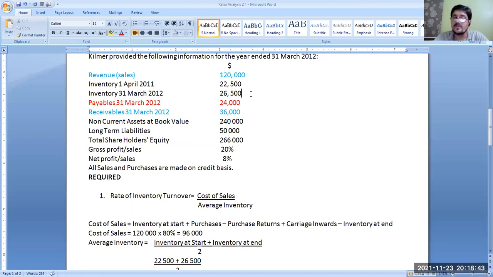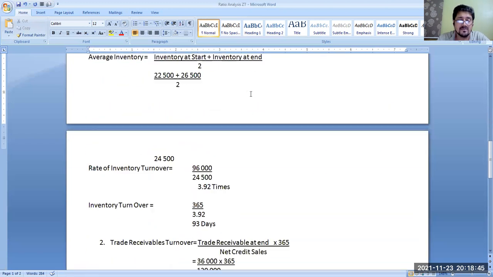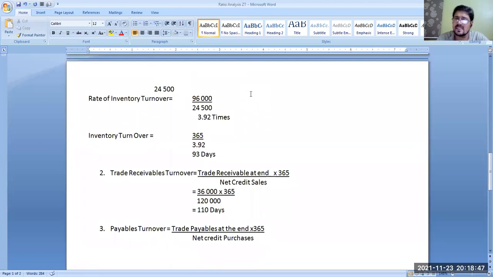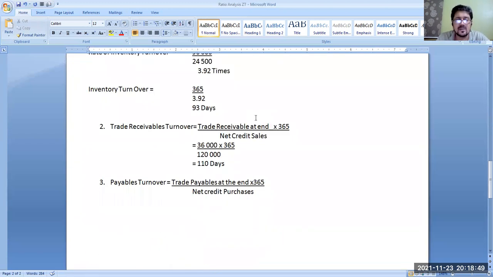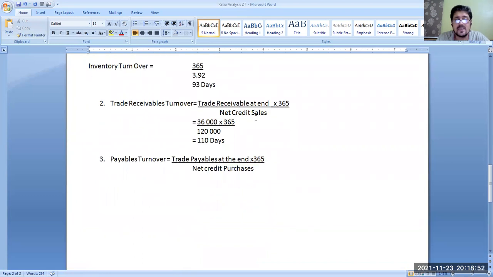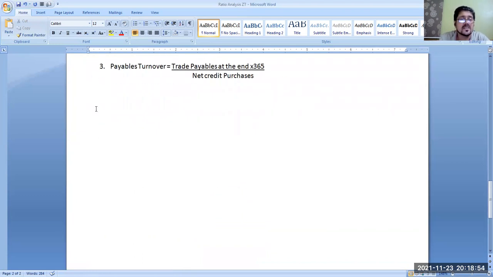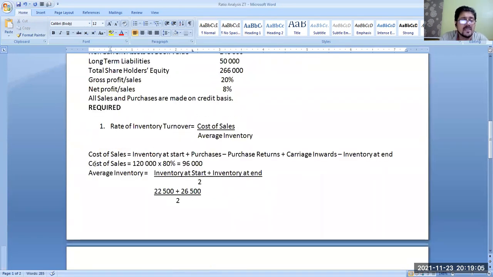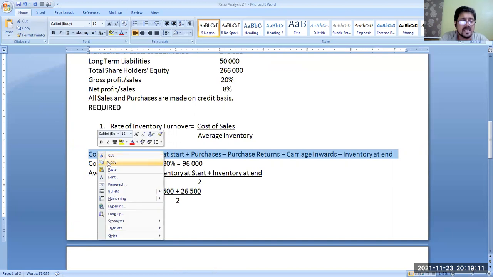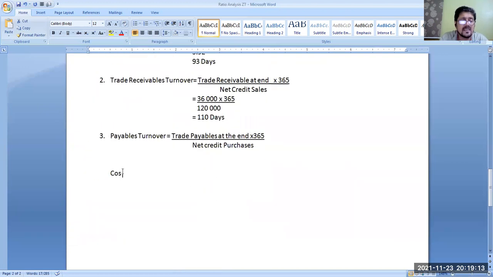So what to do? We have to calculate credit purchases or total purchases, because total purchases is on credit also. So we have to calculate first net credit purchases. So what we do, we'll write here the formula. What was our cost of sales formula? This is the formula. This formula will help us to calculate credit purchases. Okay, I'm writing it over here.